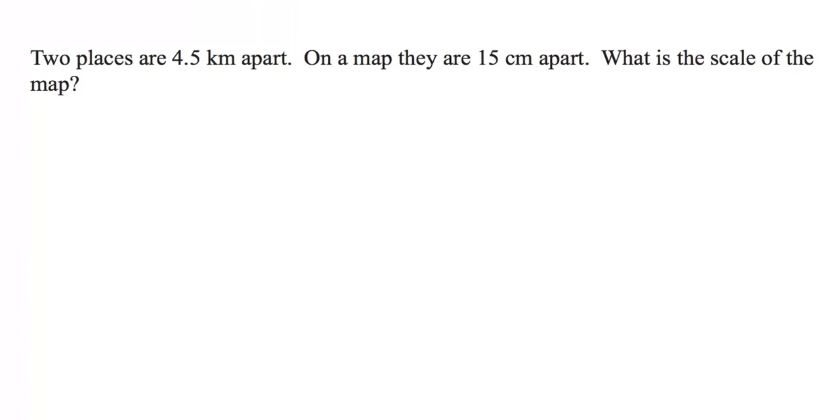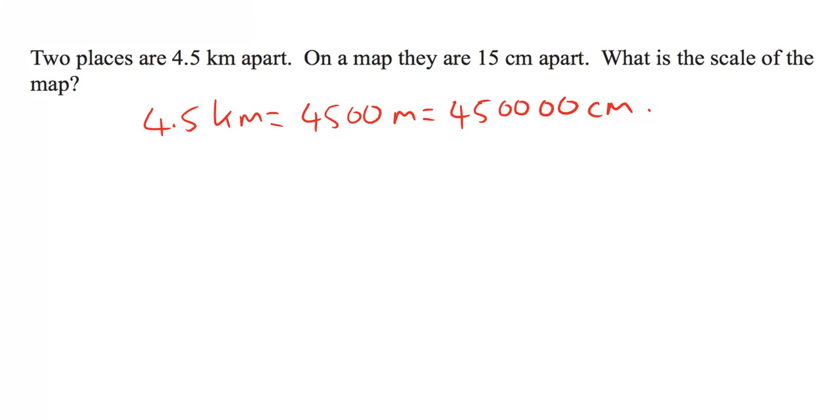So we've got two different places now, and we know they're 4.5 kilometers apart, and we know on the map they're 15 centimeters apart. So this is a sort of reverse question. We've got to work out the scale of the map here. Again, let's try to convert both of these different measurements to the same unit before we start. I'm going to choose them to both be in centimeters. So let's take my 4.5 kilometers and work that out in meters first. So times by 1,000. Then we're going to times by 100 to get that into centimeters.